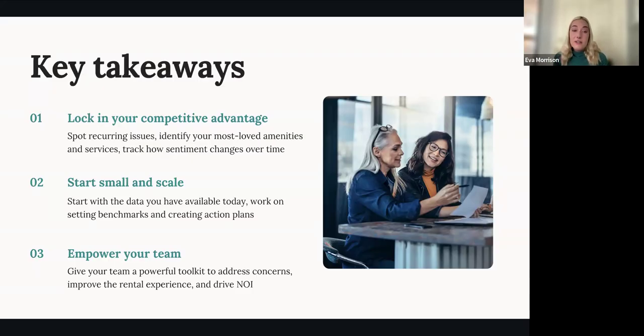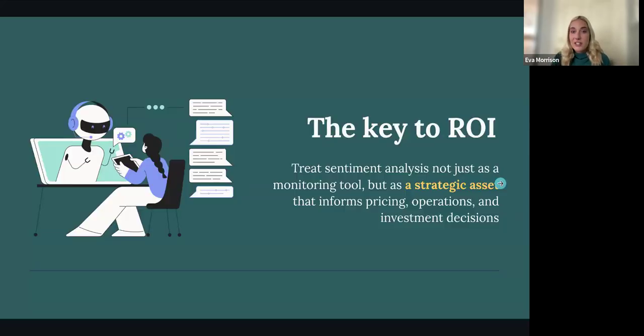What we want to do here is give your team a really powerful toolkit to address these concerns so that they feel confident they can jump into action right away, have really personalized responses when things are happening on the ground, and improve the overall rental experience in a way that drives that NOI. And what we'll do is share with all of you after this an implementation checklist that goes into this in a little bit more detail, gives you a step-by-step process here, so that you can really start bringing this to your communities and seeing the impact really quickly.